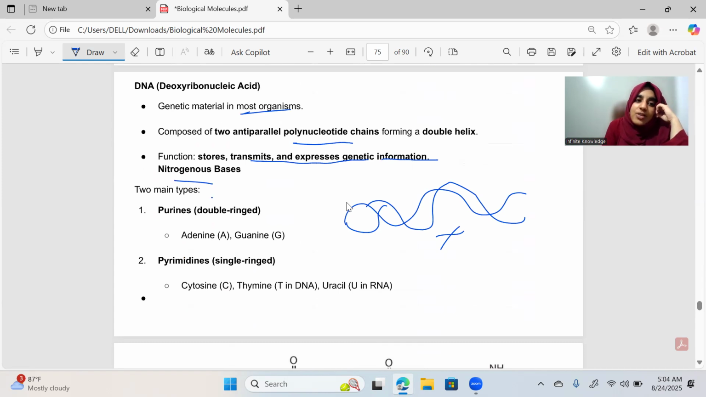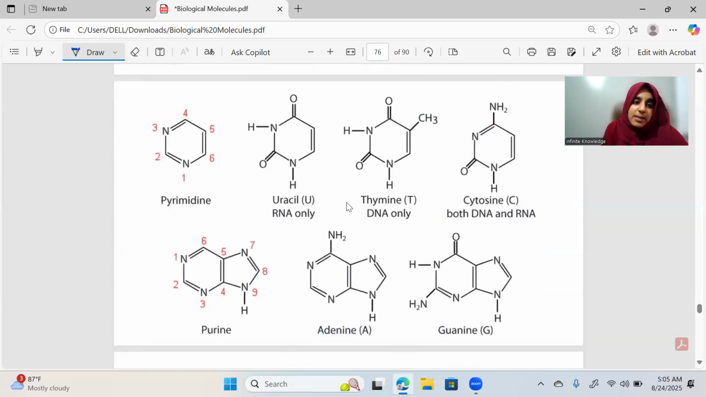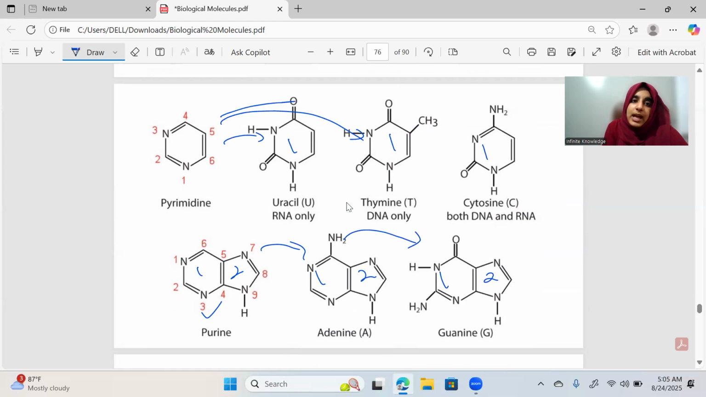Now there are different kinds of nitrogenous bases. The first one which we are going to study are purines. These are adenine and guanine. And the second one is pyrimidines, which are ringed. Now see, look at the structure over here. These are purines. Purines have got two rings. One and two. And what are pyrimidines? Pyrimidine has got a single ring only. So purines are adenine and guanine, and pyrimidines are uracil, thymine, and cytosine.